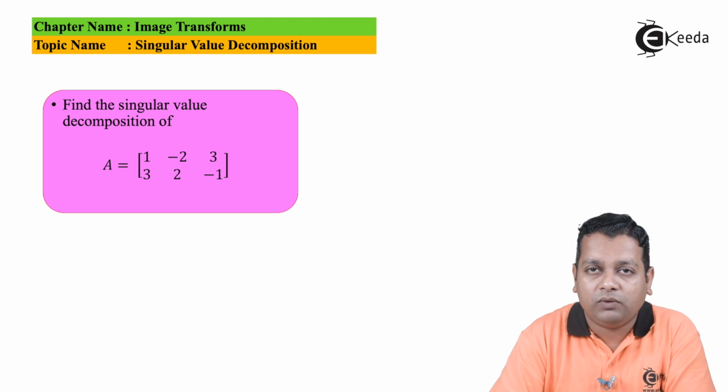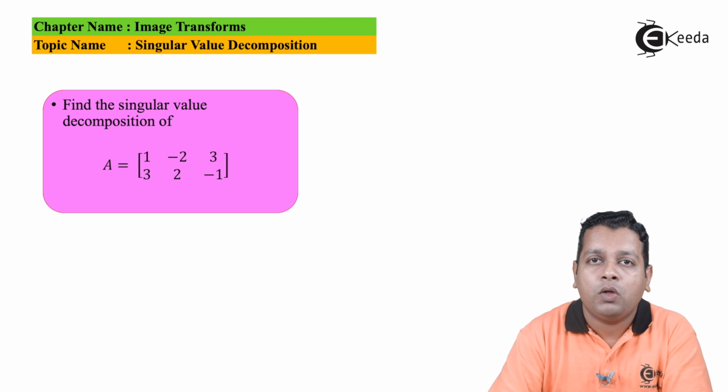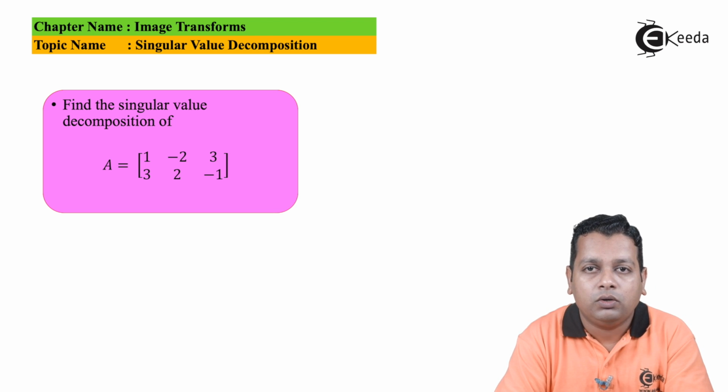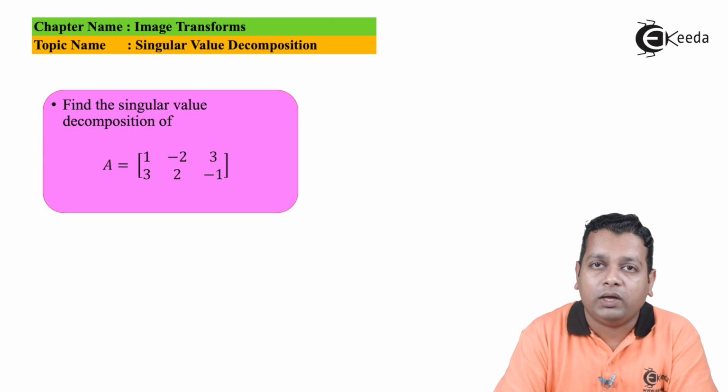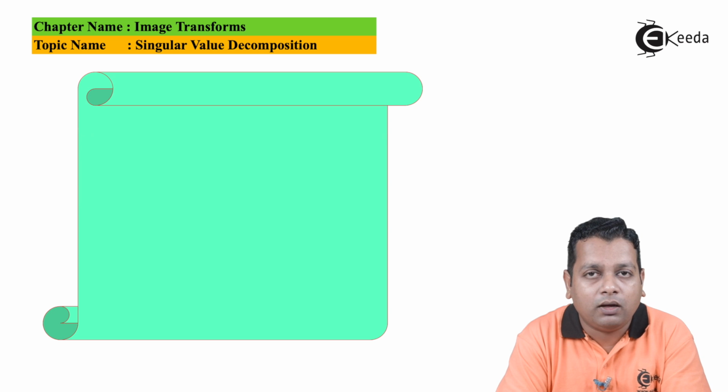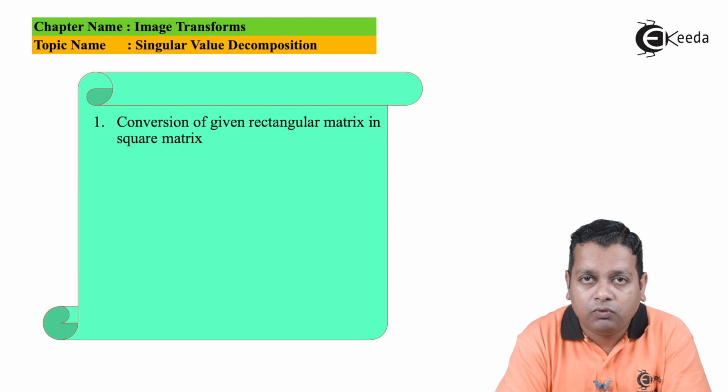So in this case, if we need to apply the singular value decomposition as in the previous example, what are the steps to be followed to have that particular representation? We can have a summary here, so I can list out the steps. The very first step is conversion of a given rectangular matrix into a square matrix. See, in the earlier example, the rows were 4 and the columns were also 4, so it was a square matrix. Now in this example, we have 2 rows and 3 columns, so it is a rectangular matrix.